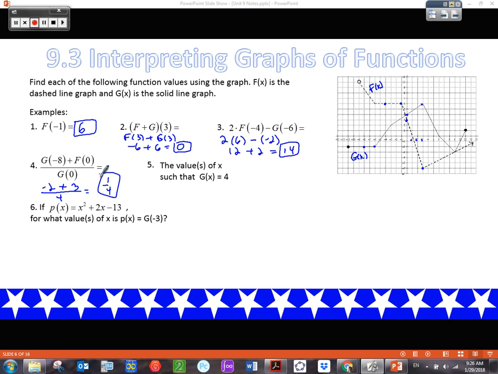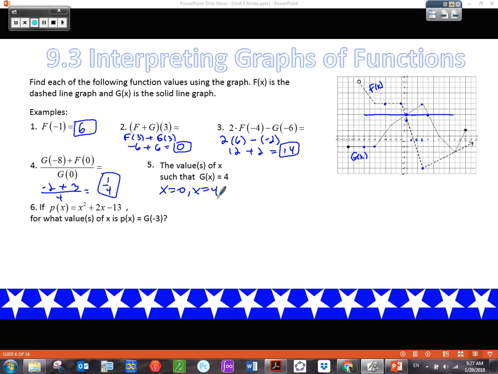Here we want to find the values of x such that g of x is 4. So g of x is the solid line. One way to do this would be to just draw a horizontal line at 4. You know, that's one way to think about it. So we want to know where g is 4. So everywhere the solid line crosses that horizontal line is where g is 4. So it looks like it's 4 right here at 0. And it's 4 right here at 4. So at x equals 0 and x equals 4.